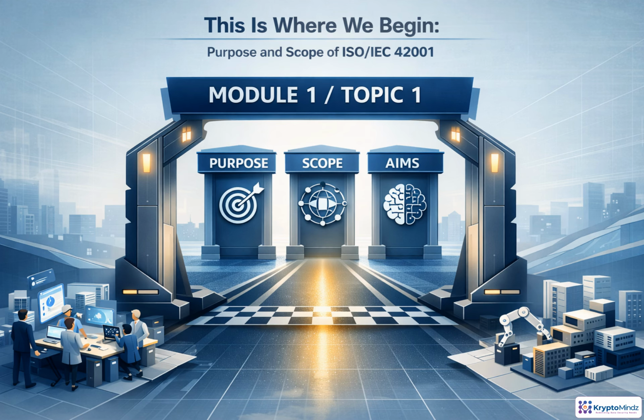With the orientation in place, we'll begin with the foundation. Why ISO IEC 42001 exists, what an AIMS governs, who it applies to, and how architects turn requirements into practical controls.